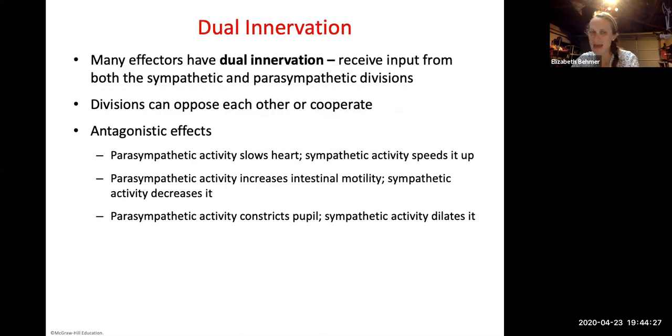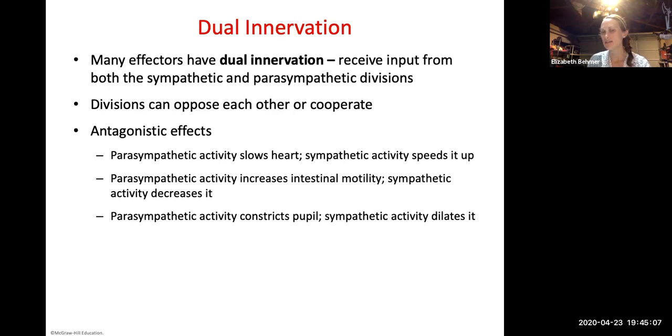Dual innervation, I think I have this next in your notes. Dual innervation just means that many of your effectors receive input from both divisions, the sympathetic and parasympathetic divisions. And we already saw that because your heart is dually innervated by the sympathetic, which will increase heart rate, and the parasympathetic will decrease heart rate. Your bronchioles in your lungs are innervated by both. The divisions can oppose each other or cooperate with each other. And the antagonistic effects just means that they'll have opposite effects of each other.